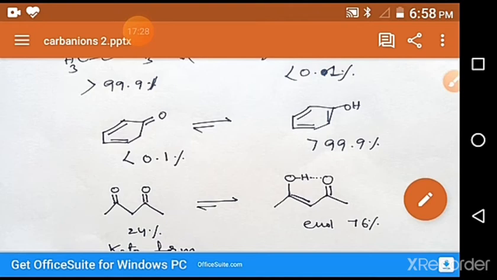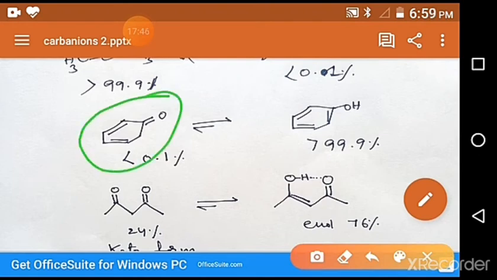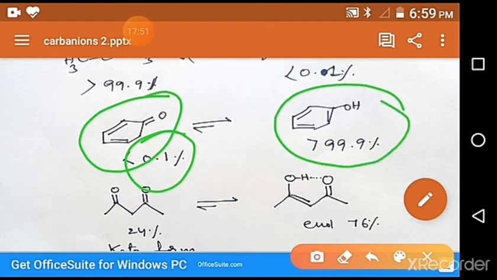This is a cyclopentadienone-type compound, 2,4-diene. So this compound is very unstable. Even though it's a keto group, it is unstable. It exists only 0.1%. This one exists 99.9%. That means it's stable. So in all cases, enols are not in minor proportions. It depends upon the stability and the structure of the compound.